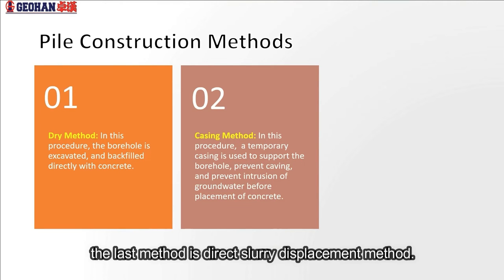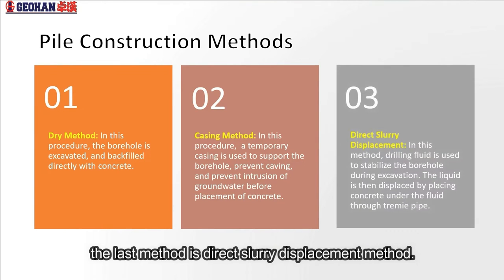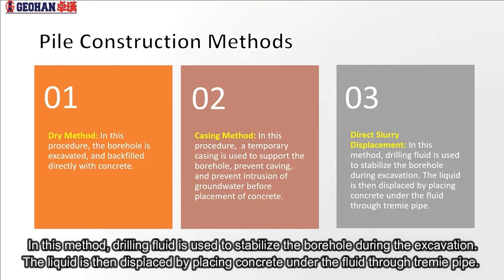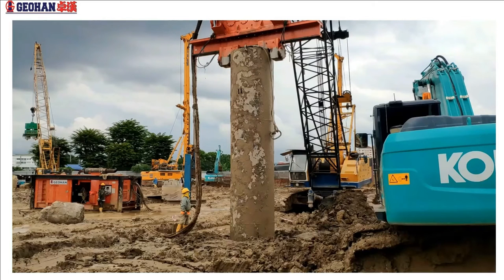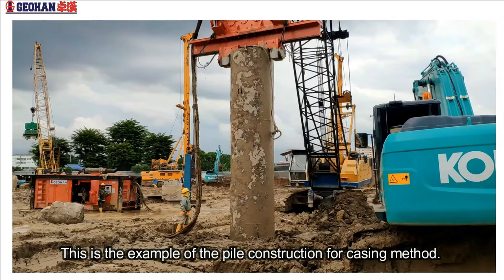And the last method is the direct slurry displacement method. In this method, drilling fluid is used to stabilize the borehole during the excavation. The liquid is then displaced by placing concrete under the fluid through the tremie pipe. This is an example of the pile construction method for casing.